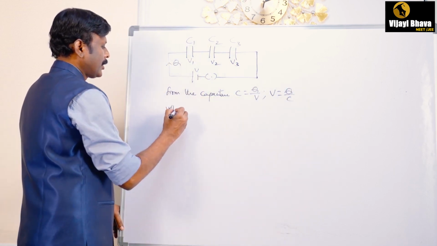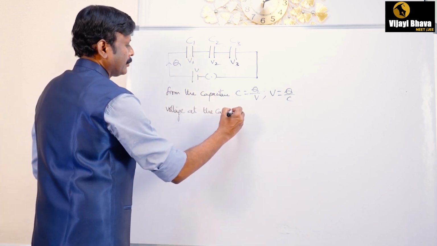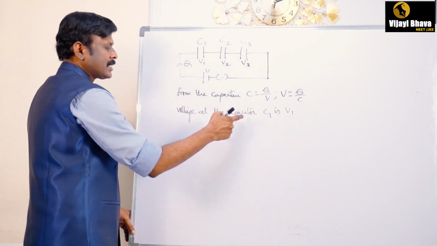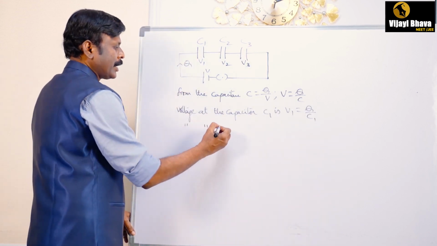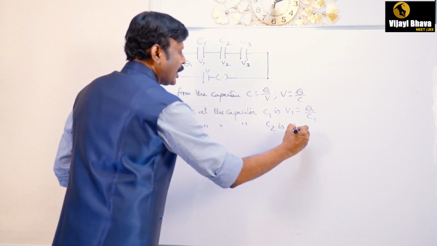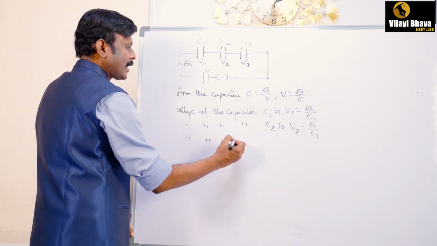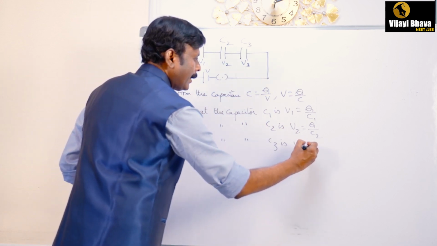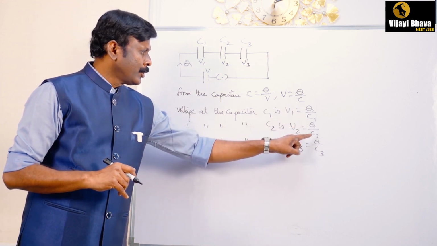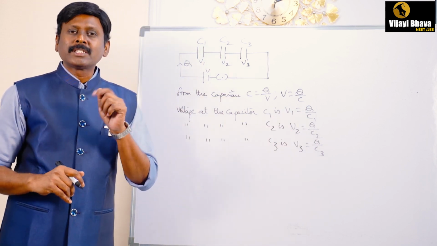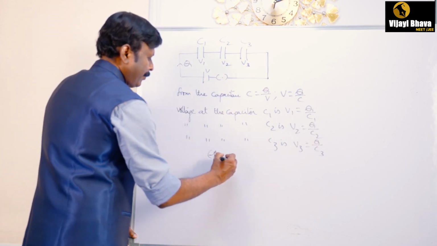Now let us calculate the voltage at the capacitor C1. Let the voltage at the capacitor C1 be V1 and it is given by Q by C1. Similarly, voltage at the capacitor C2 is V2 and is given by Q by C2. Finally, the voltage at the capacitor C3 is V3 and is given by Q by C3. We did not use the terms Q1, Q2 and Q3 here because the charge in series combination remains constant.